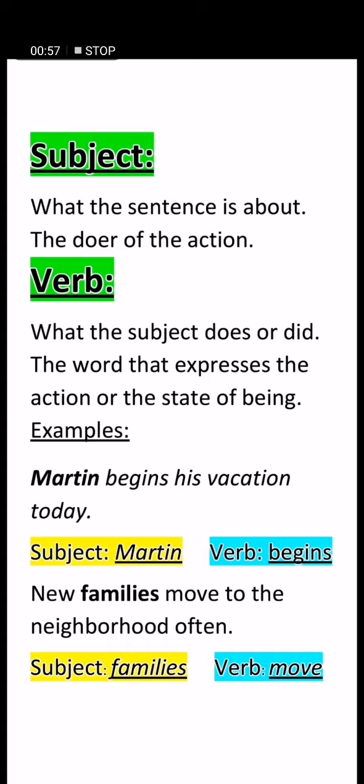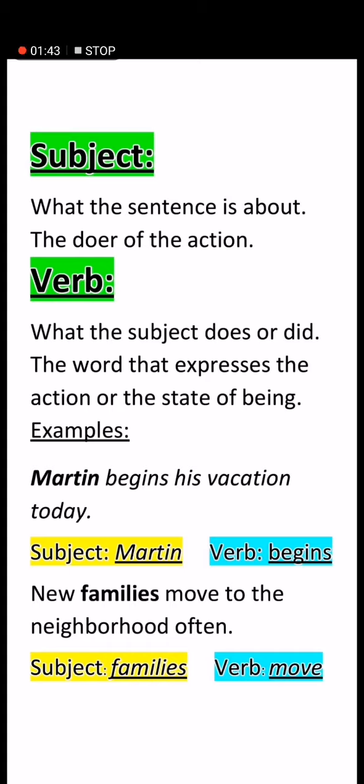Examples: Martin begins his vacation today. Martin is the subject of the sentence. If you ask, what is the sentence about? The answer is Martin. So it is the subject. While the verb is begins. And notice that we add s to the verb in order to reach the agreement between the subject and the verb. The subject is singular, so the verb should be in the singular form. Martin is third person singular, so the verb should take s in the end.